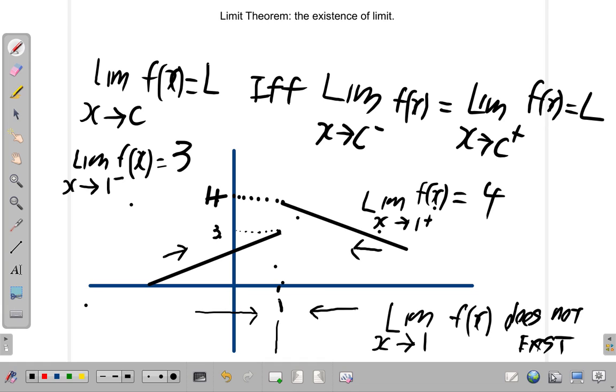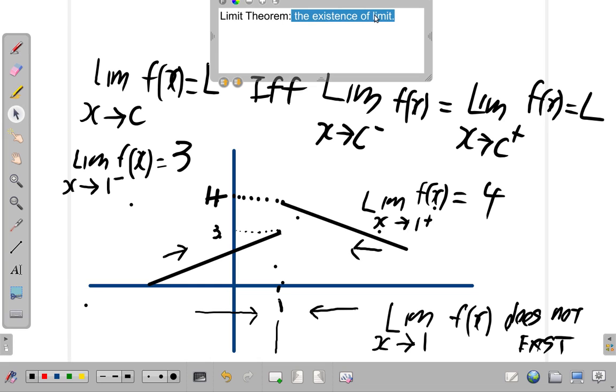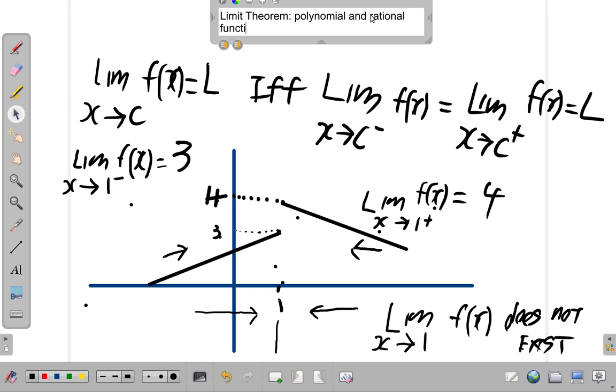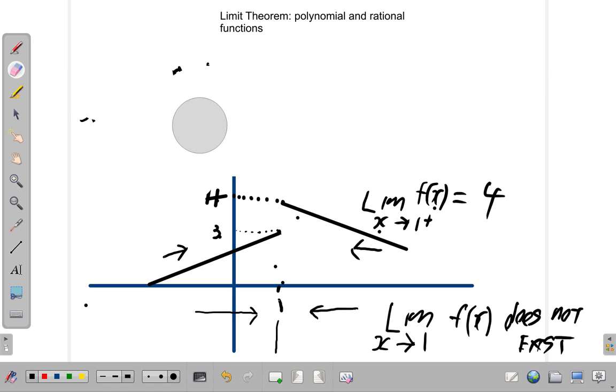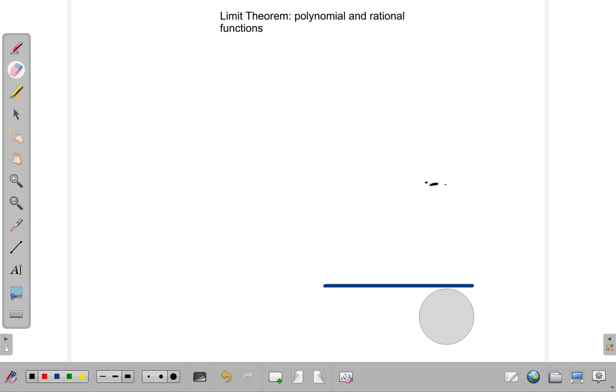Now, let us look at another theorem that is commonly used, and you probably would have used it already. This theorem deals with the polynomial and rational functions. Alright? That's the polynomial and rational functions. Let's erase some of what I have here. Let's erase the board and look at that.